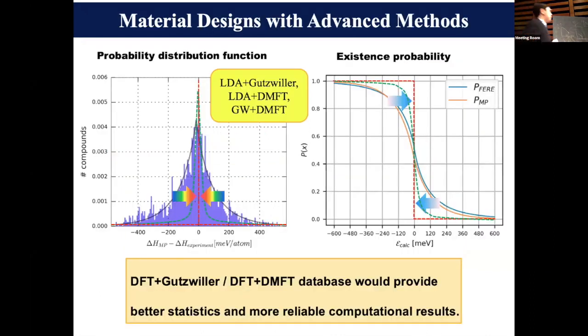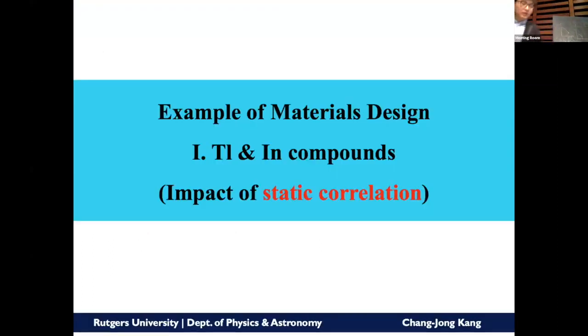Okay, so if you have the many-body database, then the distribution of the computational error close to the data function, and the existence probability become a step function. So it could show the important aspect of dynamic correlation in the material design process. Okay, so far I briefly introduced the material design methodology.